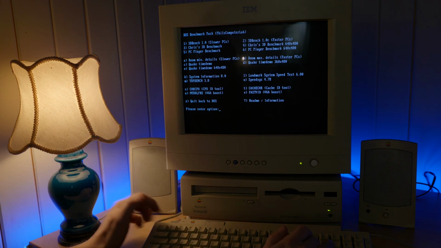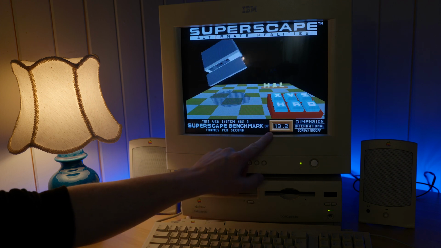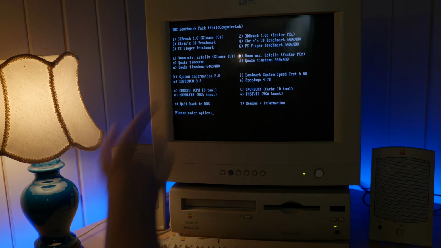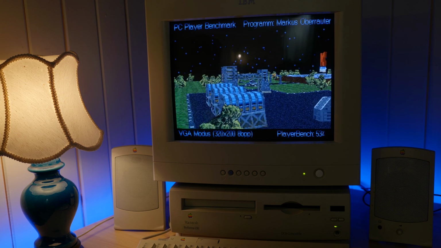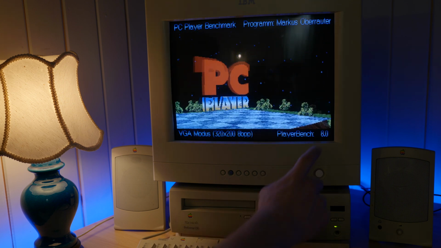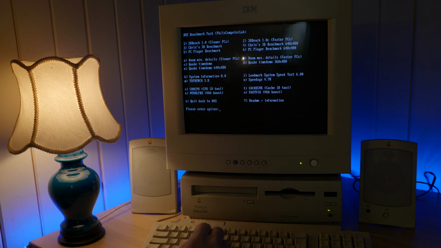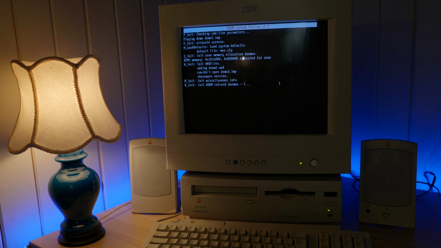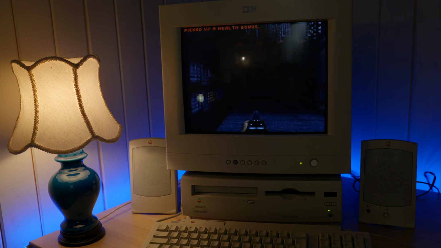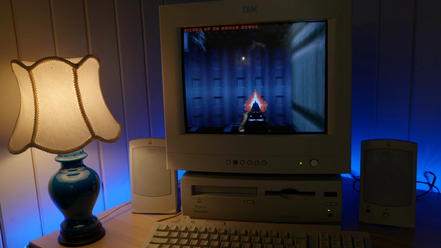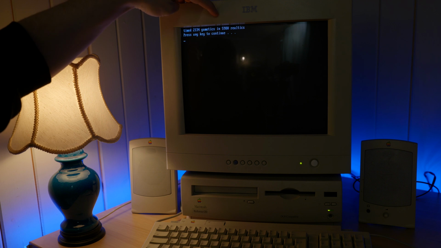So let's start with the 3D bench. All right, so we got a baseline of 19.2 here in 3D bench. Let's run the PC player benchmark as well. And we got a score of 8. Great. Okay, so let's run the Doom benchmark. I'm gonna run the max details one here. All right, so we got 2134 game ticks in 5980 real ticks.